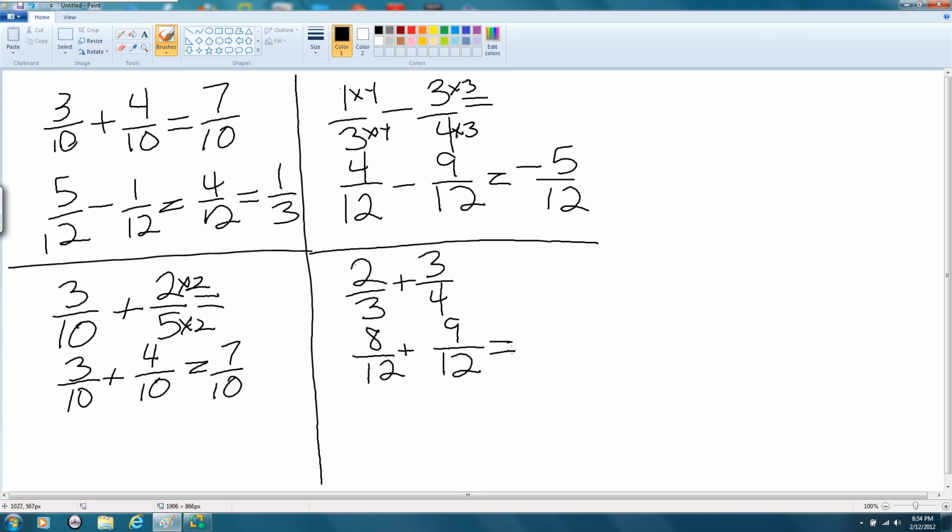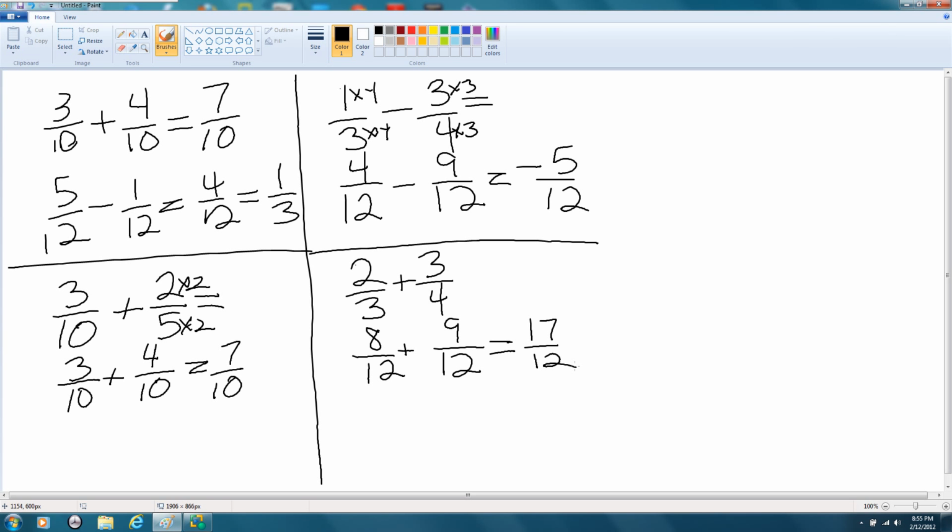8/12 plus 9/12 is equal to 17/12. You may recall from earlier grades that that's called an improper fraction. There's nothing really improper about it, but that's just the name given to a fraction where the numerator is greater than the denominator. Where the numerator is greater than the denominator, we can change that into a mixed number.